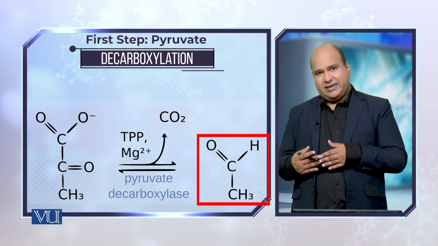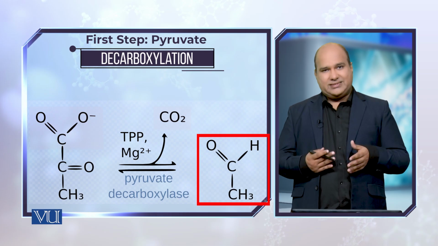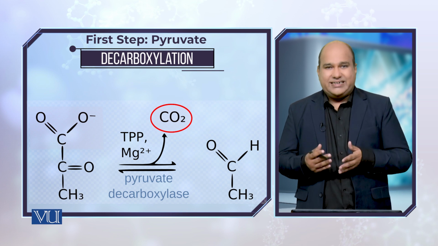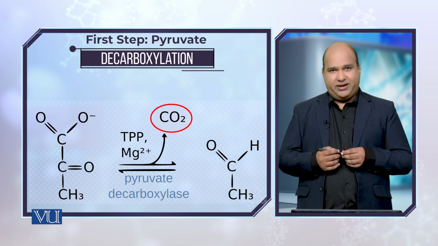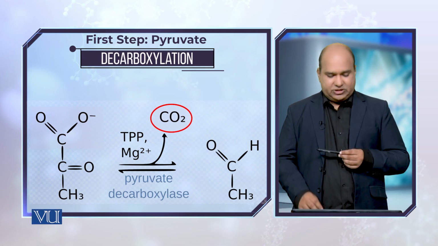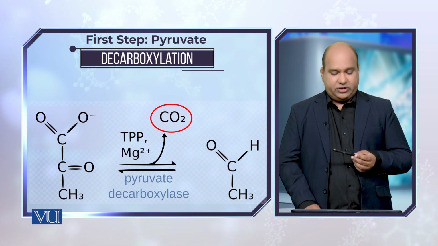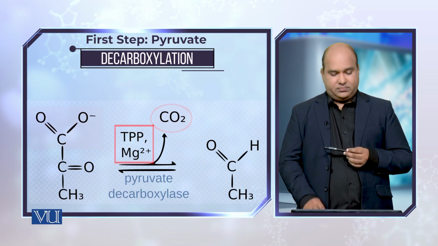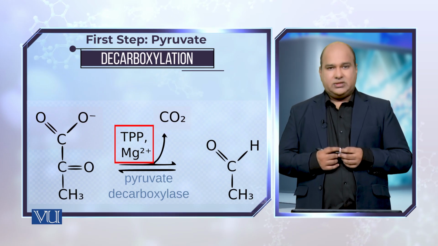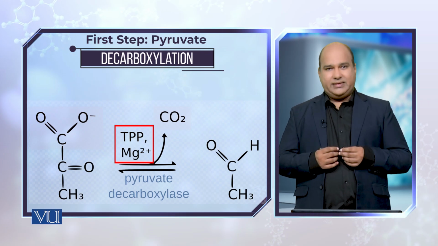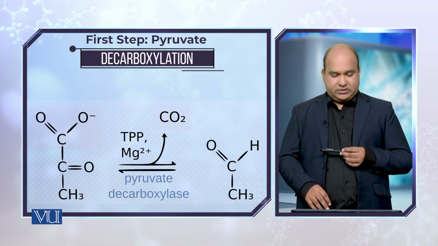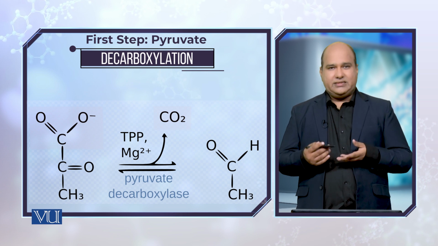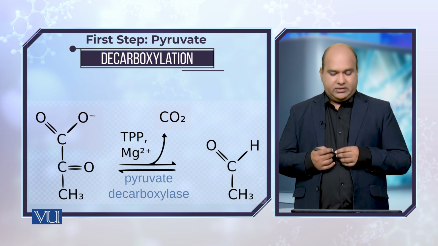In the first part of the reaction, the pyruvate is converted into acetaldehyde, and because this is a decarboxylation reaction, carbon dioxide molecules are released. That is why the 2 molecules of pyruvate are converted into 2 molecules of acetaldehyde. It also uses thiamine pyrophosphate and magnesium ions. And of course, the enzyme is pyruvate decarboxylase because it is giving rise to the decarboxylation of the pyruvate molecule.